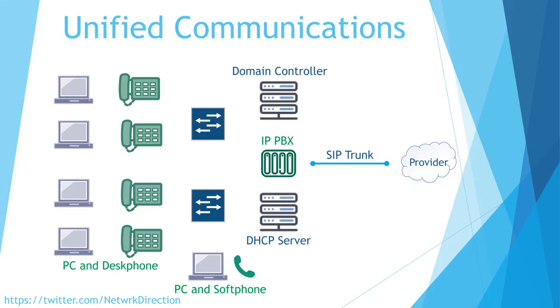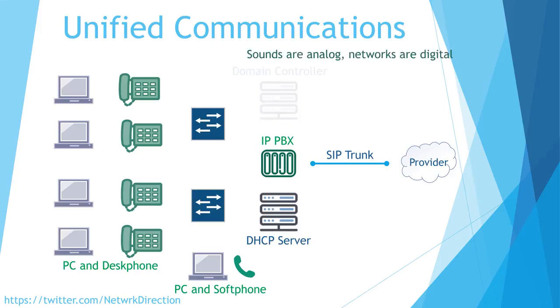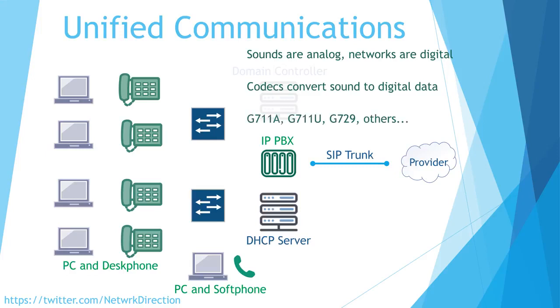Now, since we're talking about voice data, we should think about what voice really is. It's a series of sounds, which by nature are analog. However, we're talking about digital networks, so how do these work together? The answer is through codecs. A codec is a software module that converts sounds into digital information and back again. There are many different codecs out there, and they all have complicated names like G711 and G729. They run on the phones themselves, and sometimes even fax machines.